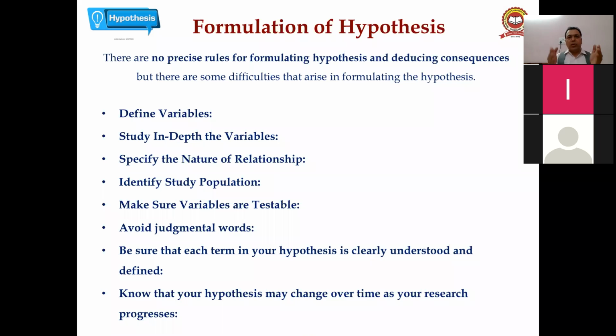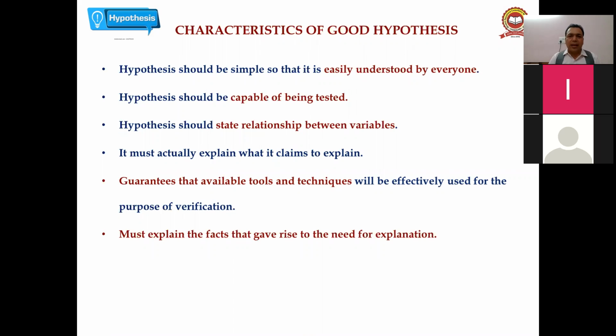So these are some of the steps which you have to take care of while formulating the hypothesis, right? And the last one is the characteristics of a good hypothesis. As I have already discussed, a good hypothesis should be easily understood and easily defined. Hypothesis should be testable. We don't have to use judgmental words. Characteristics of a good hypothesis means that we have to see the relationship between the variables. There should be a relationship of the variables, and these variables should be testable, right? It must actually explain what it claims to explain. It is the most important. This is a characteristic of a good hypothesis.